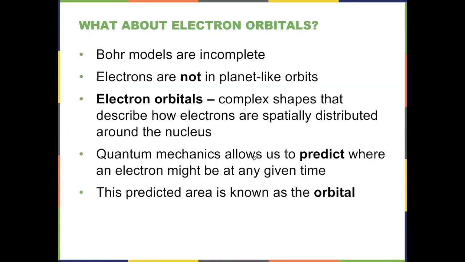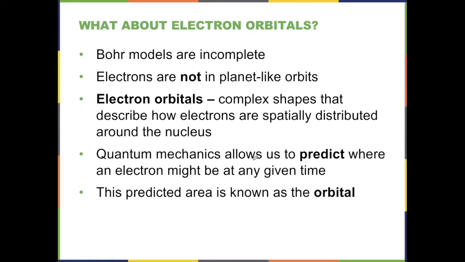All right, so I mentioned that the Bohr model was probably going to be the most useful for us in thinking about how atoms interact with each other in chemicals, but it is technically not the most accurate. The current understanding is that rather than electrons being in planet-like orbits, they're not really going in circles around the nucleus. They are actually found in these complex shapes called electron orbitals that are not all spherical or round.